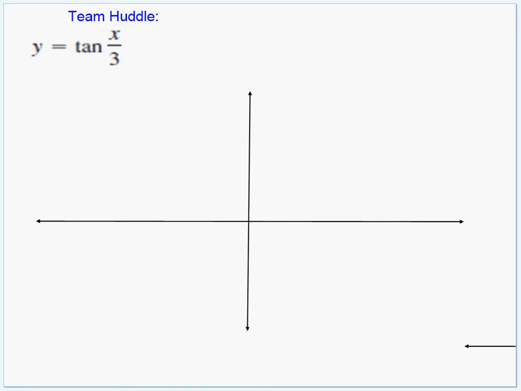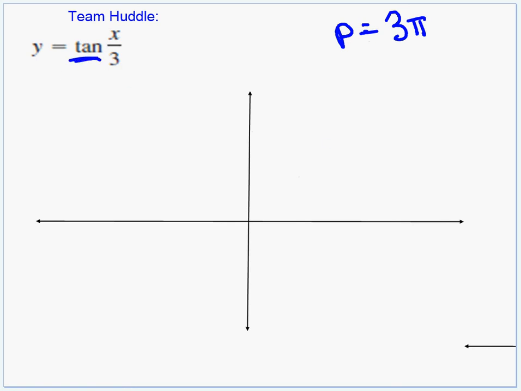So for this one, the period is pi divided by the number in front of x, and that's a 1/3 x. So we're going to divide by a third. Bring it up and flip it. So that's going to be, the period is 3 pi.